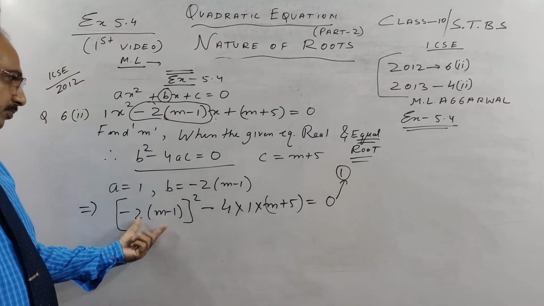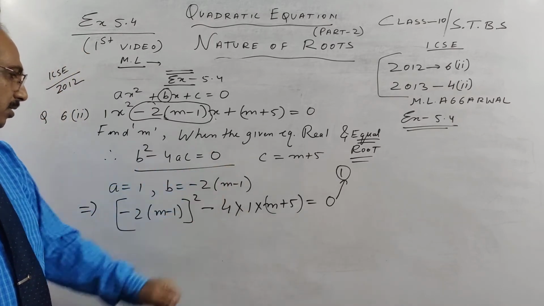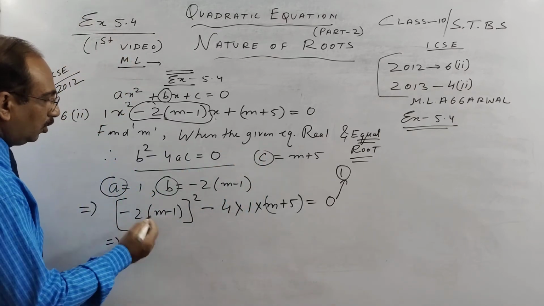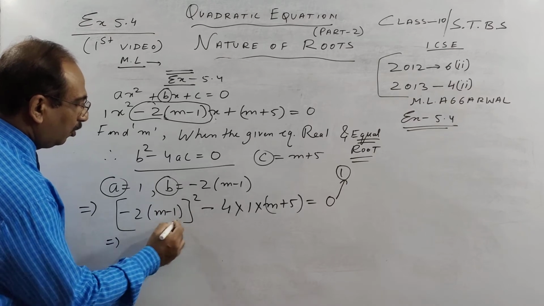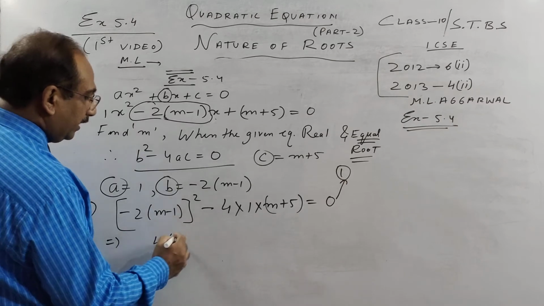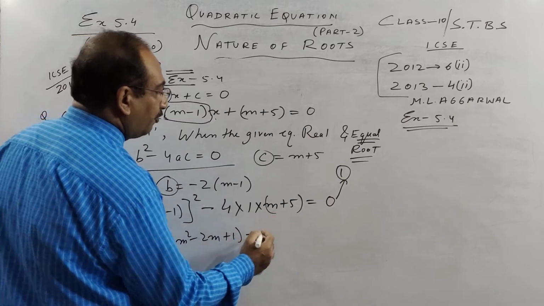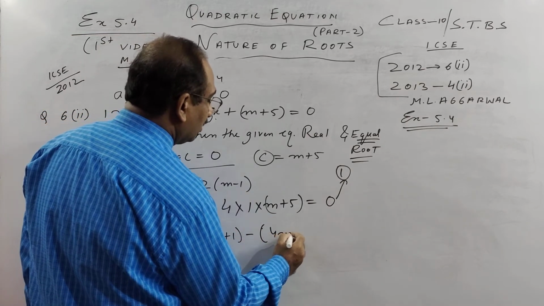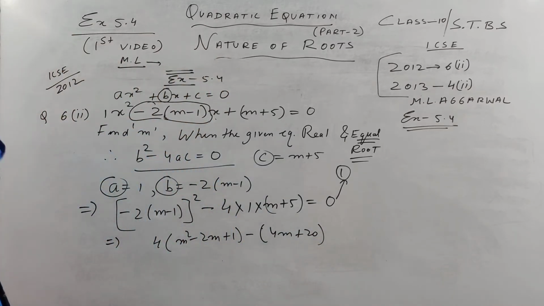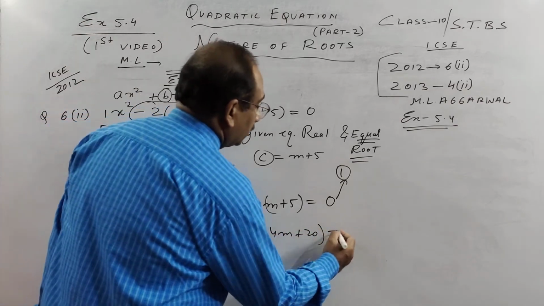b square minus 4ac. So this is my a, b and c. Now the whole square of minus becomes plus, so this will be 4 m minus 1 whole square. We use the indices law: a square minus 2ab plus b square. This is minus 4 m plus 20. Okay, so here we get the expansion a square minus 2ab plus b square. Now the sign will change, this is equal to 0, please remember.